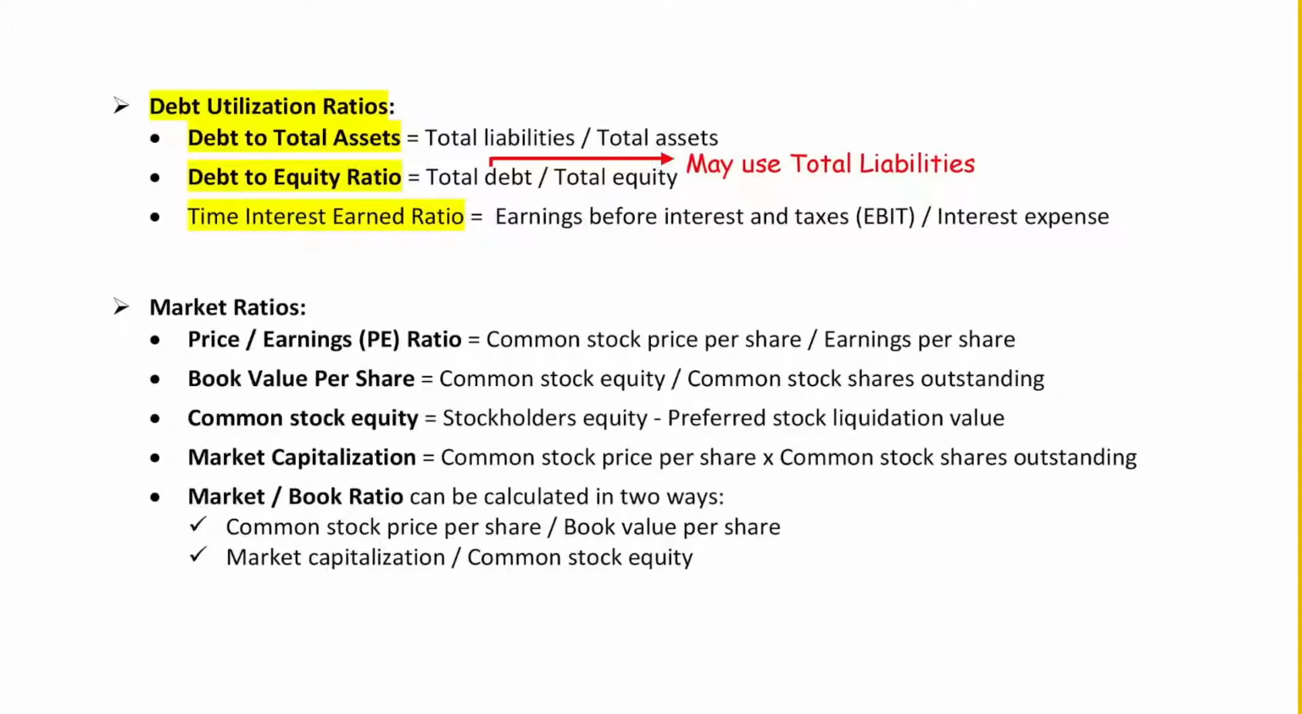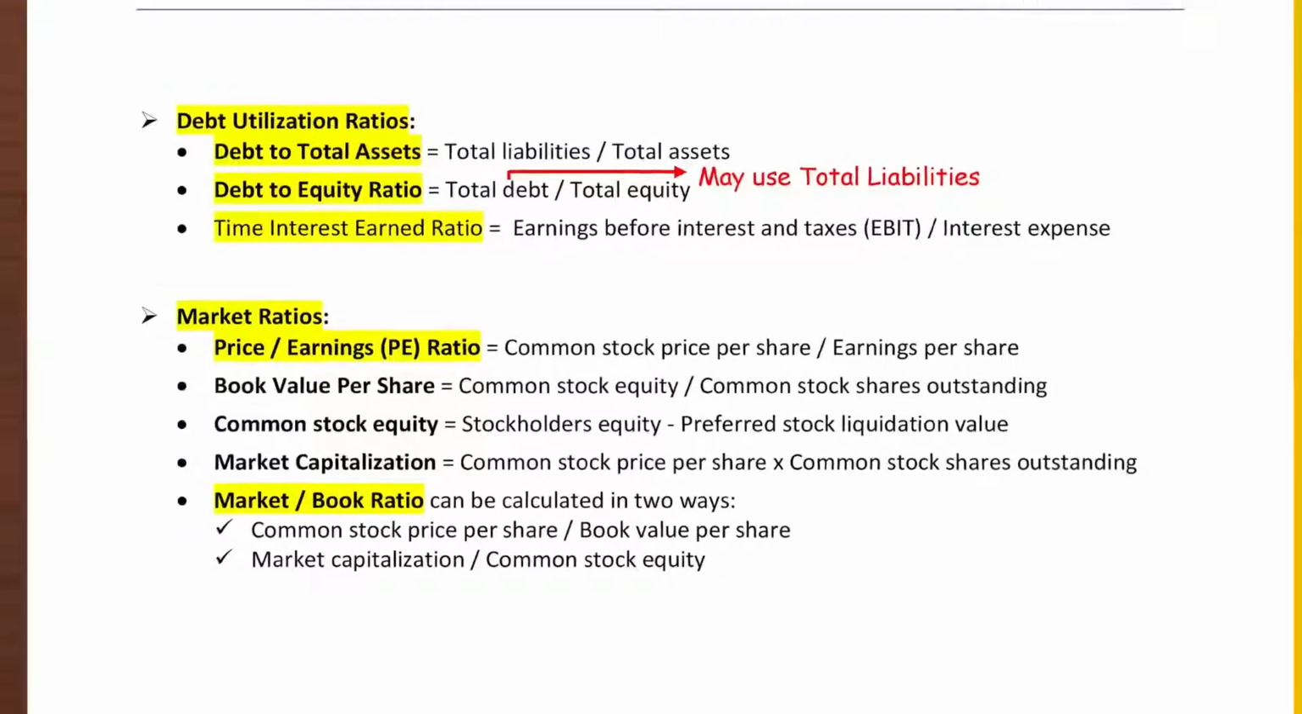And finally, let's look at highlight market ratios. Highlight price earnings or PE ratio, which is price per common stock divided by earnings per common stock. Highlight market to book ratio, which is the market price of each common stock divided by the book value per common stock. Or you could be looking at the market cap of the entity divided by the book value of common stock.